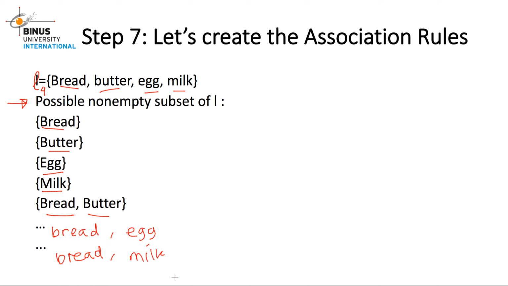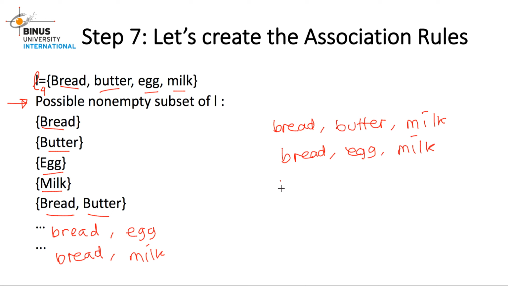And then how about the size of three? We can have bread, butter, and milk. We can also have bread, egg, and milk. We can also have butter, egg, and milk. This is the whole possible subset. Okay, next.